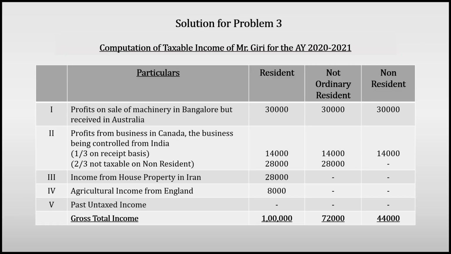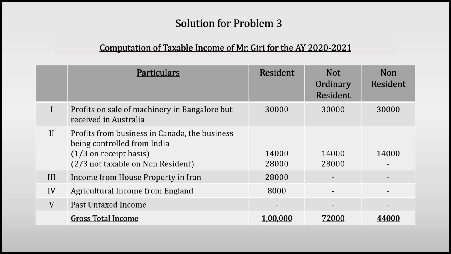First you start off with the heading: computation of taxable income of Mr. Giri for the assessment year 2020-21. As usual, you have 4 columns: particulars, resident, not ordinary resident and non-resident, because you're asked to do it for all three.